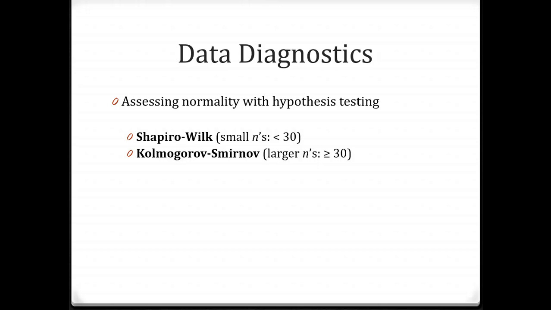Shapiro-Wilk is generally used when you have a smaller sample size. It's got some mathematics involved that help adjust some values for having smaller sample sizes. And the Smirnov test is usually for larger sample sizes. Now, given what we've talked about, there are lots of different guidelines for using these.